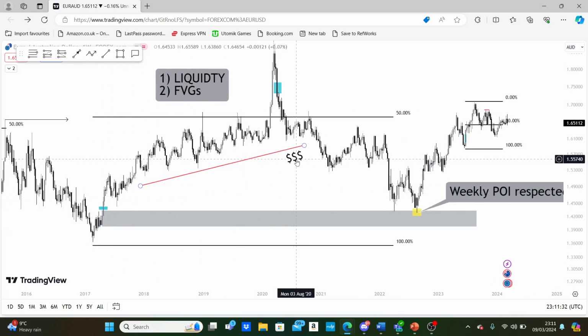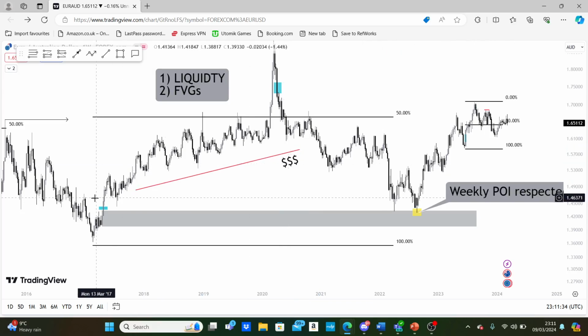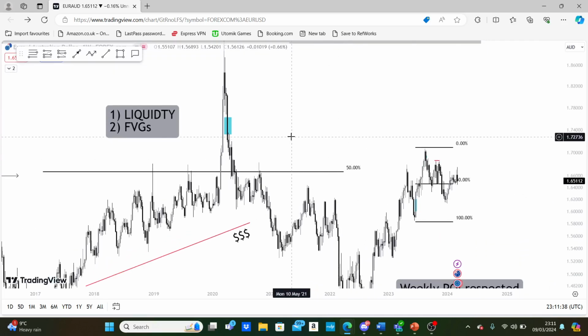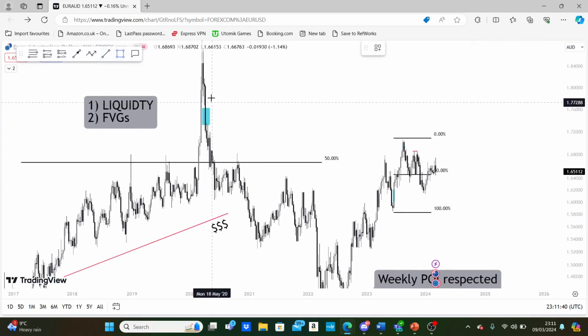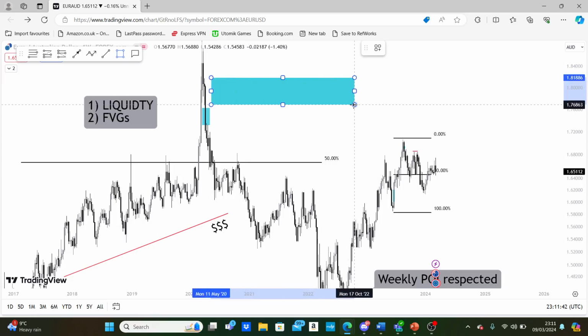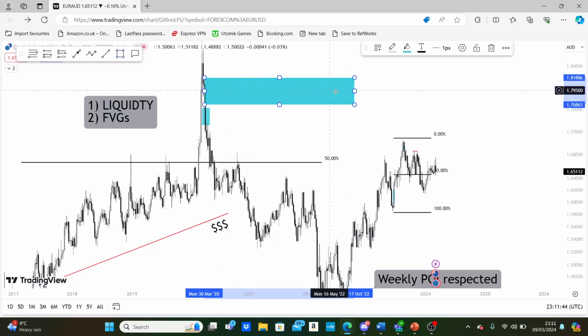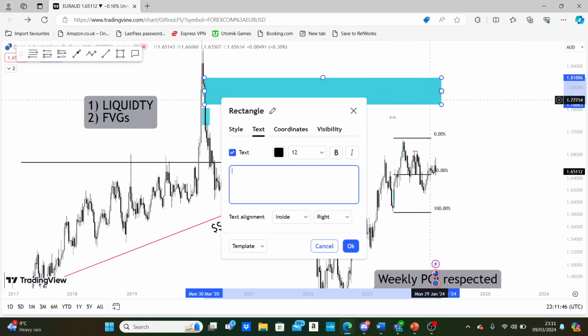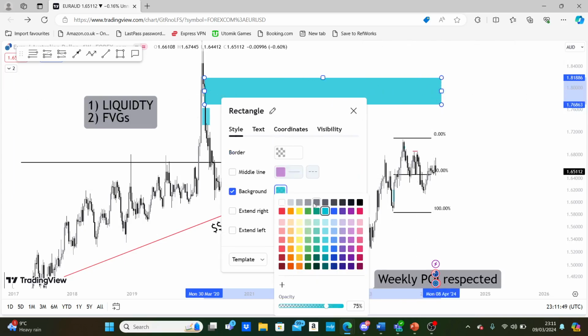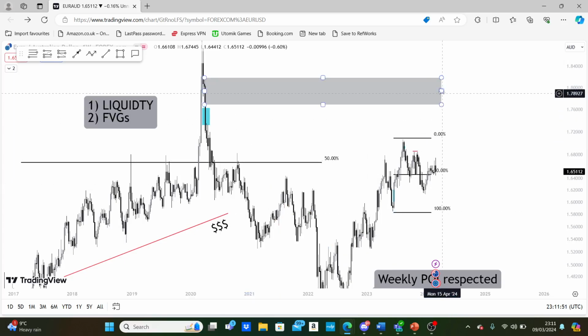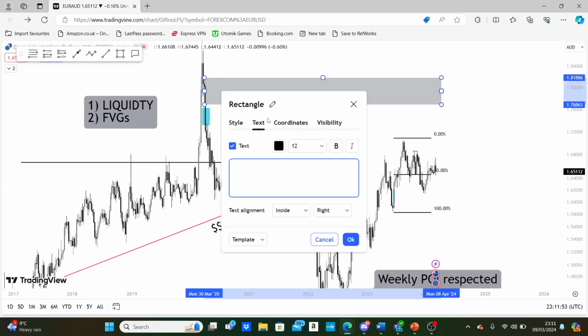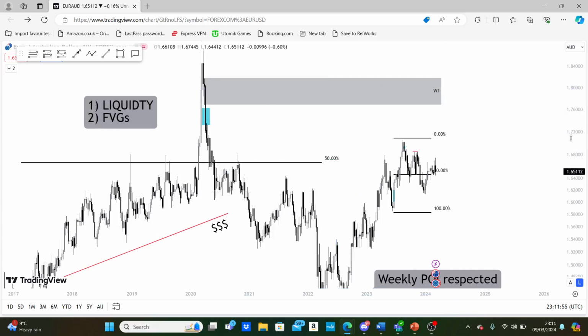So after price swept sell side liquidity and tapped into a bullish fair value gap, where are we going to target? Well, it's very simple. Price over here on the weekly time frame left a sell side fair value gap, a sell side inefficiency over here. So this here is a bearish fair value gap. So I'm going to label that weekly, which is the weekly time frame.